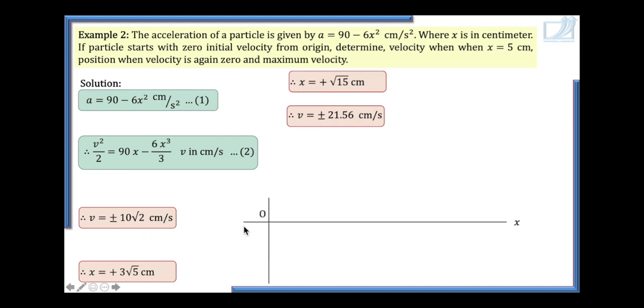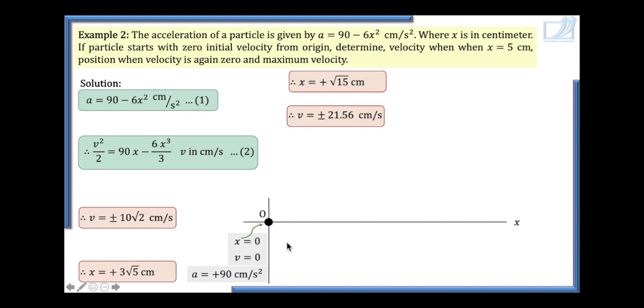Check here, this x axis is the path of the particle. The particle starts at the origin, that is x is equal to 0, and at the origin velocity is 0, but is acceleration 0? Put x is equal to 0 and acceleration is 90 centimeters per second square. What does that mean? Even if velocity is 0, it is on the verge of changing. There is change in velocity because acceleration is there, and this change in velocity is occurring in positive direction.